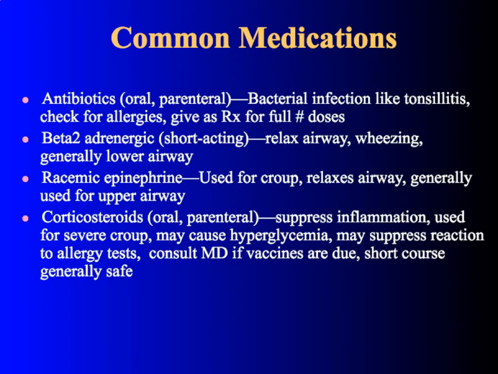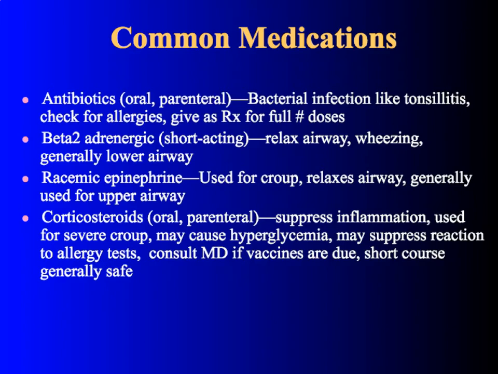Some common medications that we will be talking about are antibiotics, both oral and parenteral. They will only treat bacterial infections like tonsillitis. You need to check for allergies and give the prescription for a full number of doses. The beta-2 adrenergics are short-acting, and they relax the airway, help diminish wheezing, and generally work in the lower airway.